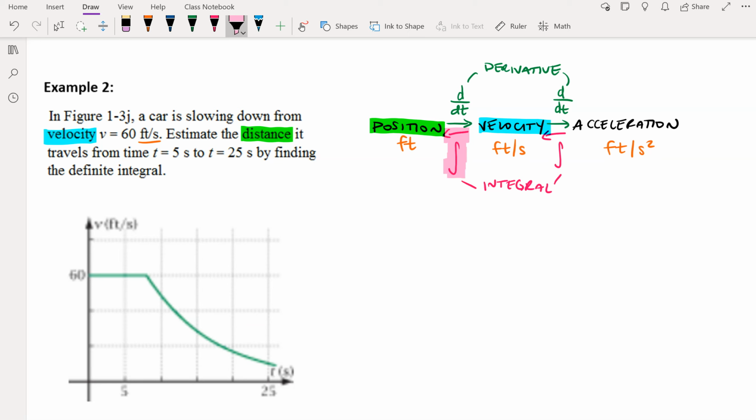Let's see, it says from t equals 5 to t equals 25. So t equals 5, that's right here. T equals 25, that's right here. We need to find the area between the curve and the x-axis between these two times. That area is going to be, because it's the integral of velocity, the distance. It's going to be units of feet. And I'll show you why in a second.